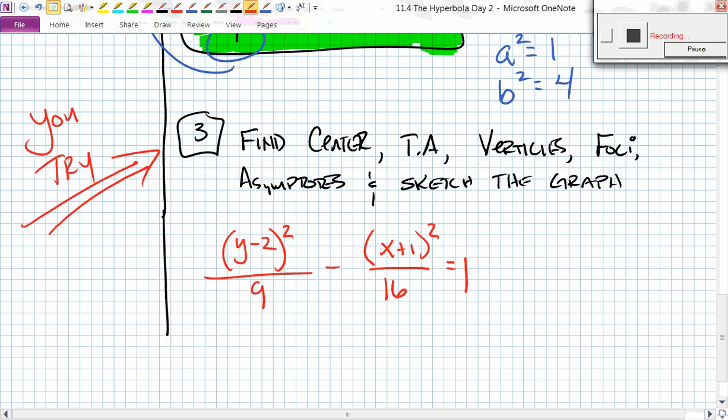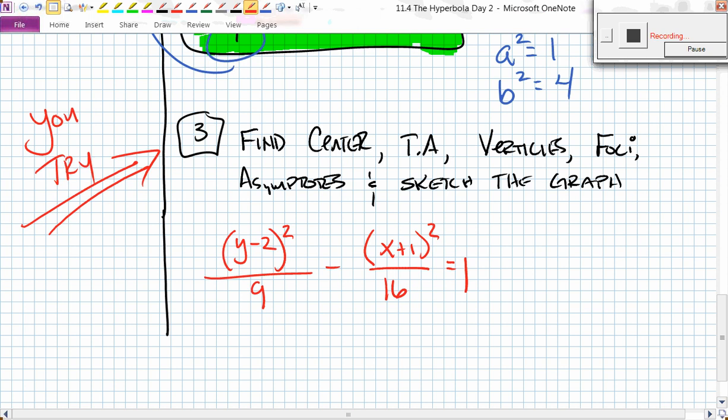Okay, here we go. The last one you try on your own, the last 10 minutes of class. With your partner, I want you to find the center, TA, which stands for transverse axis, vertices, foci, asymptotes, and sketch the graph of this equation. This is a standard question that will more than likely be on the test on block day. So if you can handle this, then you've got all your basics.